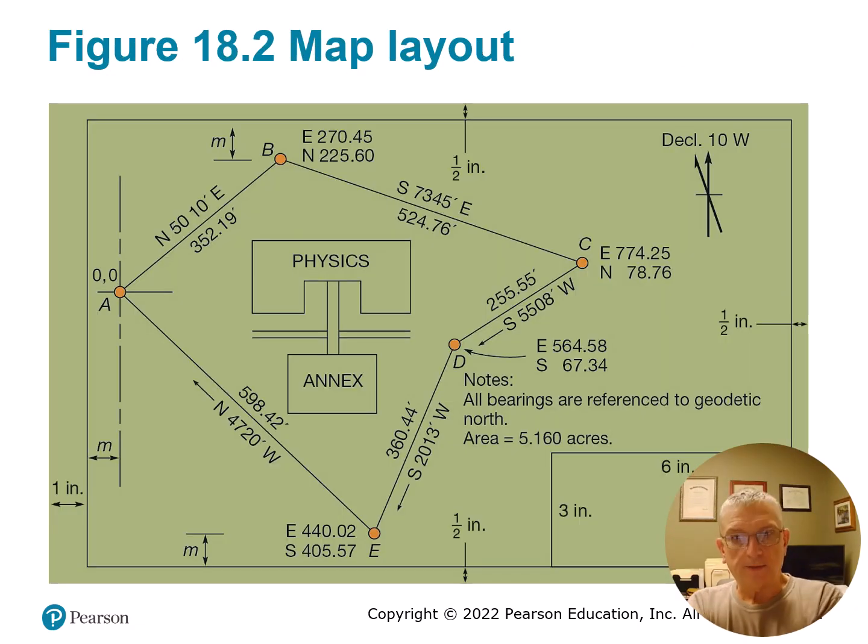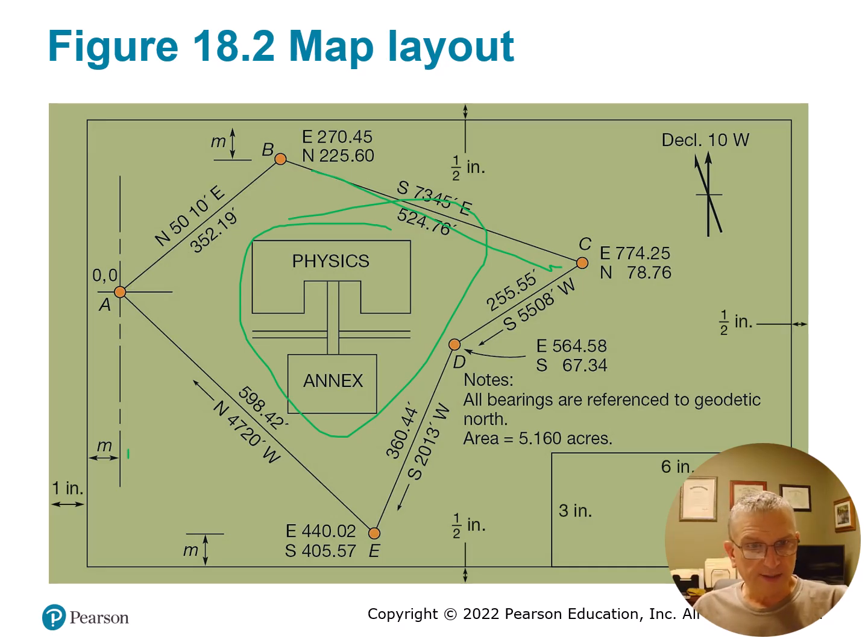So this is another example. I mean, I'm not sure exactly the relevance, but this is an odd survey document of sorts where they've got these 5 points. It's got a physics building and an annex in the middle. It's got bearings and distances. It's got some coordinates on it. I'm not sure what M is. I guess M, well, I shouldn't say it.